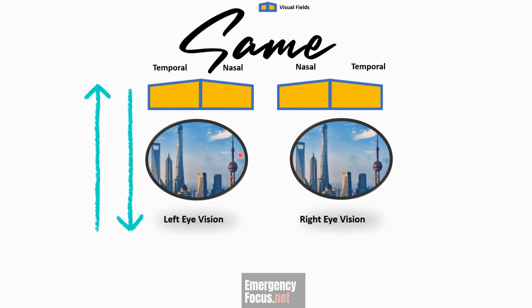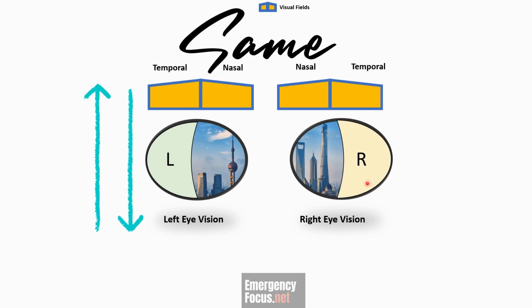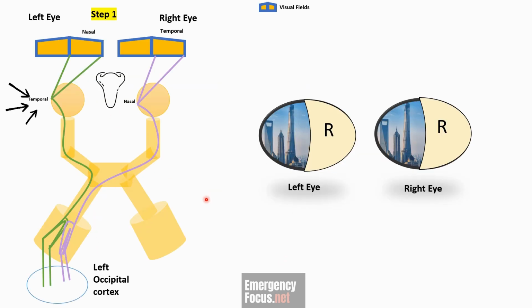The other way of understanding it as well is to say, okay, well, for example, this is the left side of the visual field of the left eye, right? And for example, this will be the right side of the visual field of the right eye, right? That's easy. This will be the left side of the right eye, and this will be the right side of the left eye. Great.